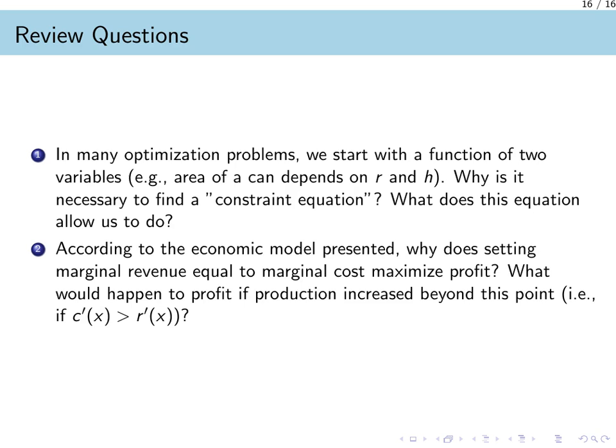the maximum using derivatives. Second, in our economic model, we maximize profit by setting marginal revenue equal to marginal cost. This is because if marginal cost were greater than marginal revenue, it would mean that producing one more item costs more than the revenue it generates. For example, if it costs $3 to make the next widget, but it only sells for $2, you are losing profit on that unit. Therefore, the constraint equation sets up the problem, and the marginal cost rule finds the optimal solution.